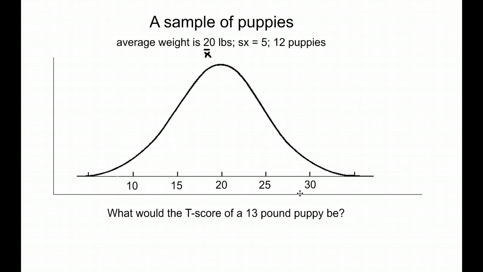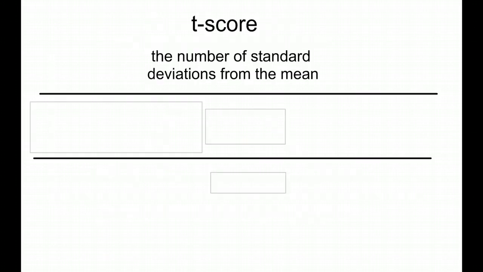And we have these marked on here, and we want to find a 13-pound puppy. So what's the t-score going to be? Well, let's mark our 13 pounds on here. So somewhere down here. So it's clearly below the mean. It's more than 1 standard deviation, but less than 2. So somewhere between -1 and -2 is going to be our t-score, because it's how many standard deviations it is from the mean.